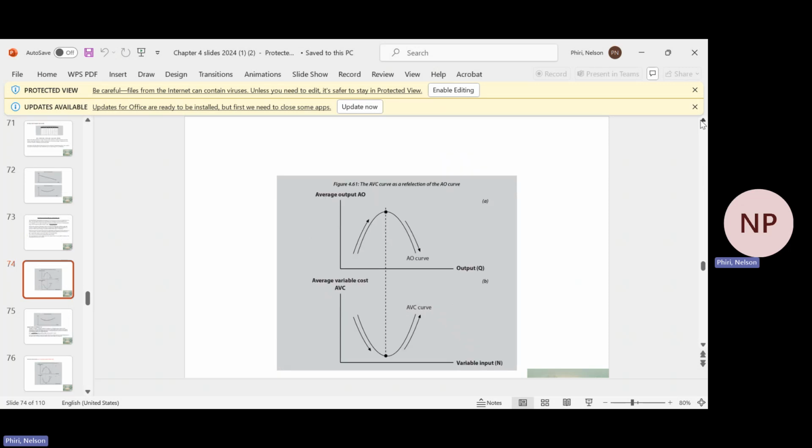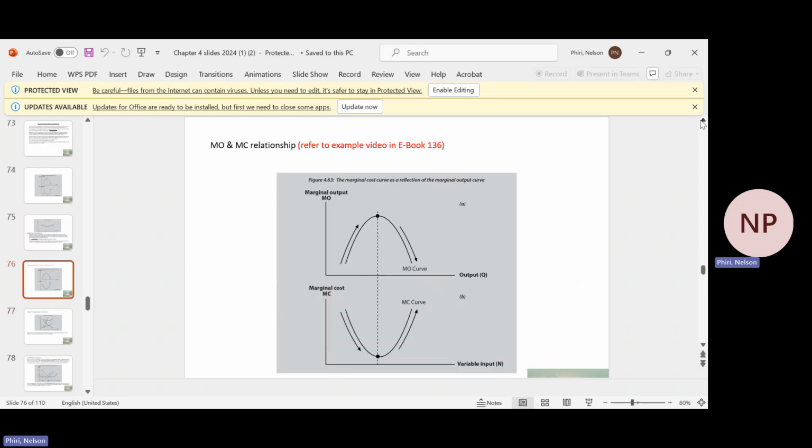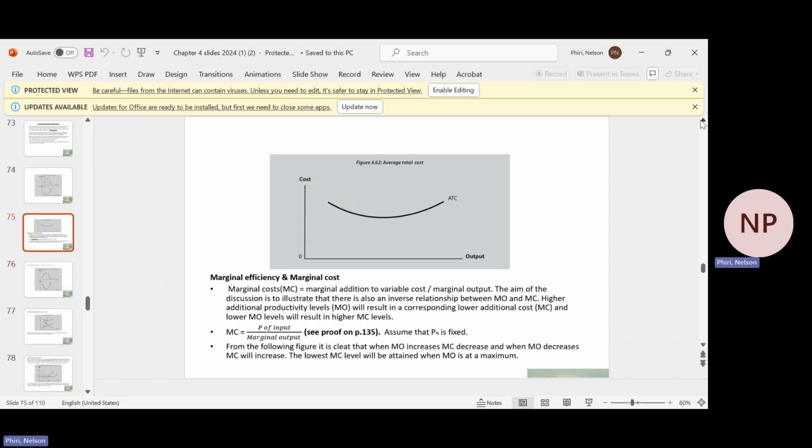Then the relationship between your AP and MP, your AP and AVC: it's very important to know that they are mirror images of one another along the output axis. Also, the relationship between MP and MC: very important to note that they are mirror images of one another along the output axis.